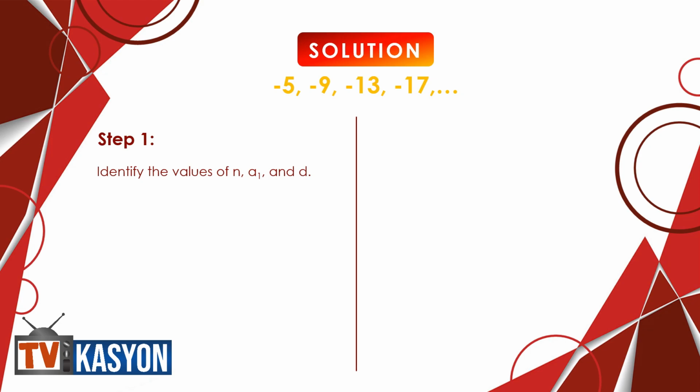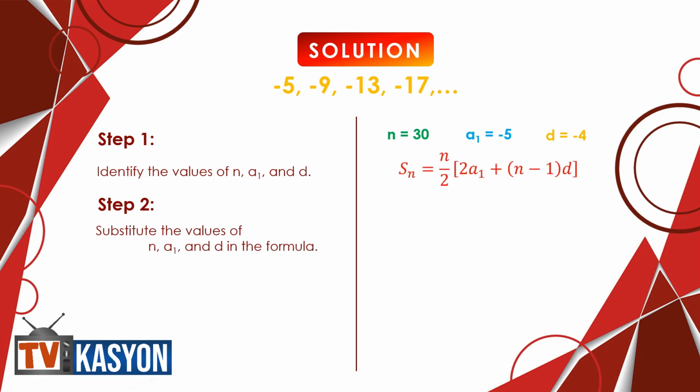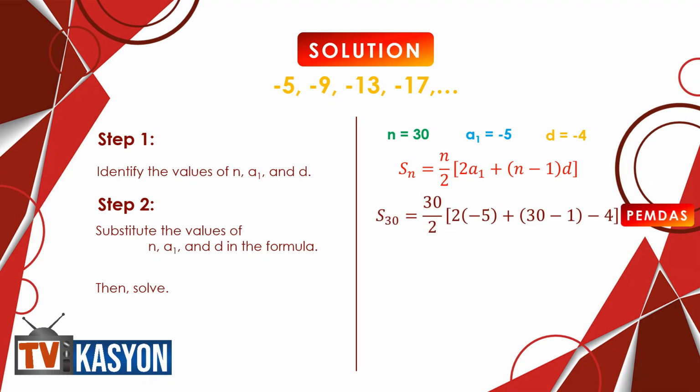So, what is the value of n? What about the value of a sub 1? And d? That's it. For step 2, we will substitute the values of n, a sub 1, and d, then solve. Following the order of operations termed as PEMDAS, we'll start with 30 minus 1, and that's 29.